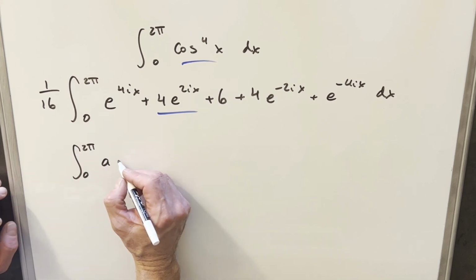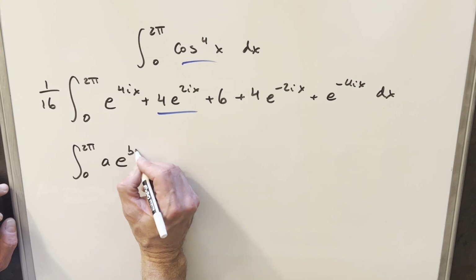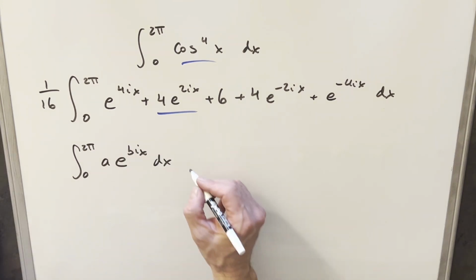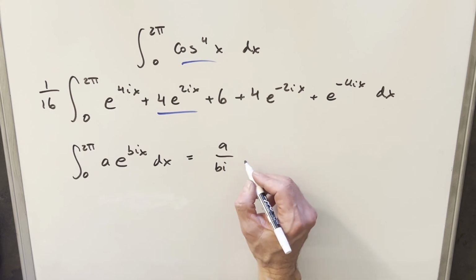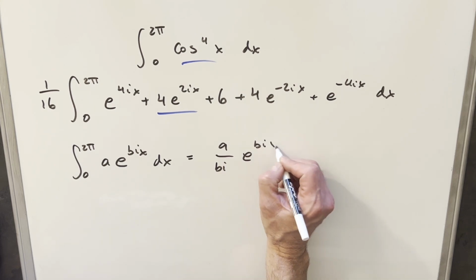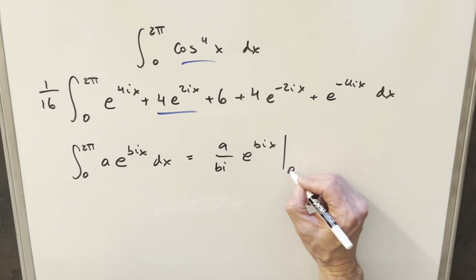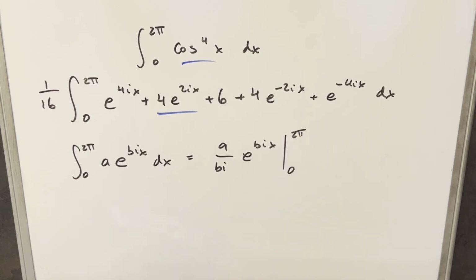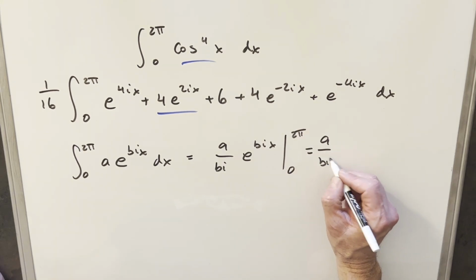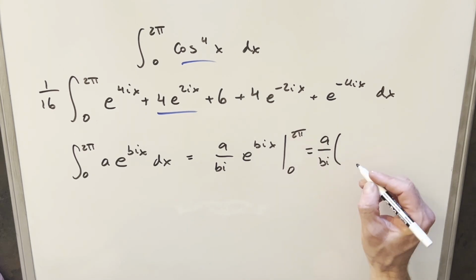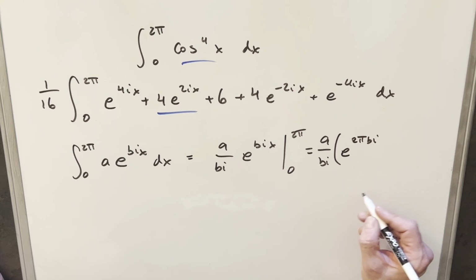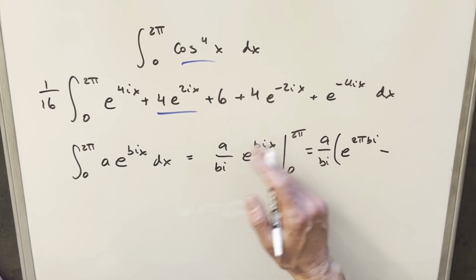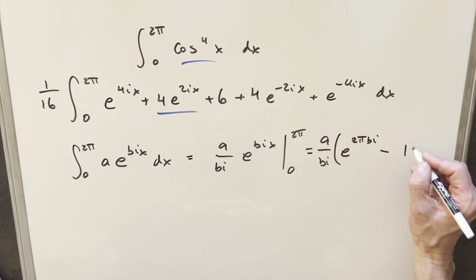but I'm going to say we're integrating a times e to the bix. When we integrate this, we end up with a over bi, and then we still have our e to the bix evaluated from 0 to 2 pi. So plugging in, we'll have this out front. Then we plug in our 2 pi, which gives us e to the 2 pi bi, and then minus, we plug a 0 in, e to the 0 becomes 1.